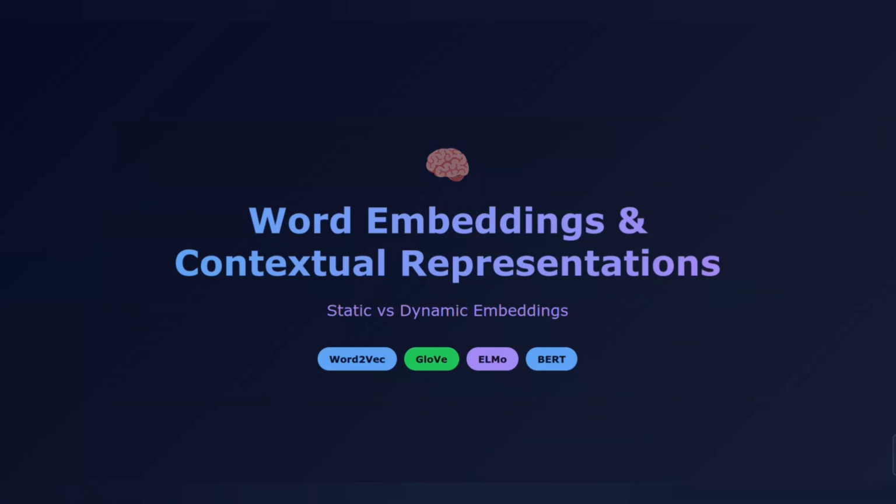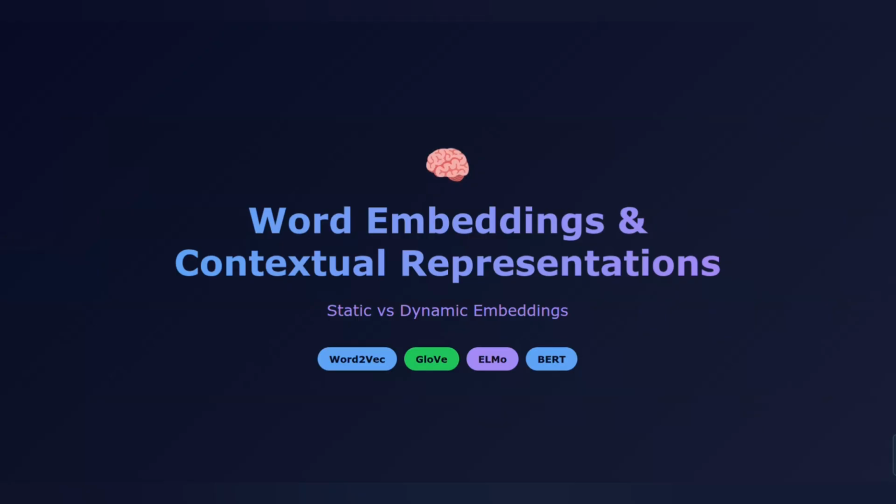Today, we're diving deep into one of the most foundational and fascinating concepts in natural language processing: word embeddings and contextual representations. We'll explore what these embeddings are, understand the critical difference between static and dynamic embeddings, and walk through popular models like Word2Vec, GloVe, ELMo, and BERT. And finally, we'll learn how to visualize these high-dimensional vector spaces to build better intuition. So buckle up. This is going to be an exciting journey.